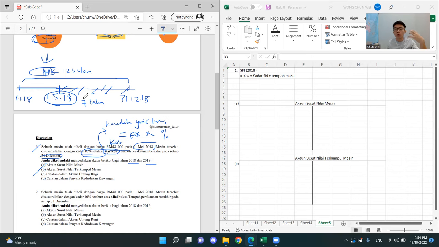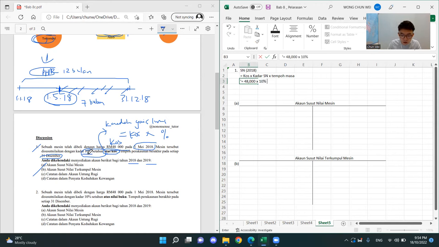So, what we're going to do is we are going to apportion it. Okay, apportion means you have to go according to the date. So, now when we calculate the cost is 48,000. Is it? It costs 48,000. And how much? How many percentage? 10%.